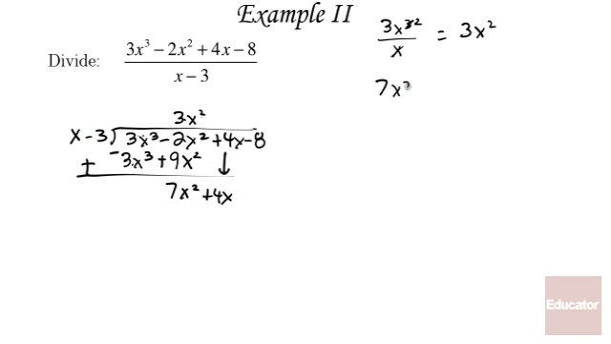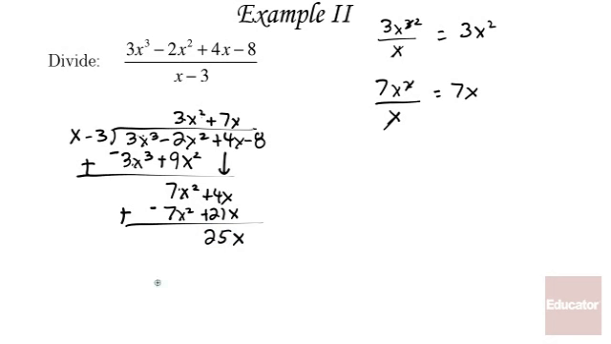So I have 7x squared divided by x equals 7x. 7x times x, 7x times negative 3 gives me negative 21x. Subtract, which means I'm adding the opposite. This becomes a negative, this one becomes a positive. This cancels. 4x plus 21x is 25x. Now divide again. 25x divided by x. X's cancel. That's 25. So I'm going to have 25 up here.